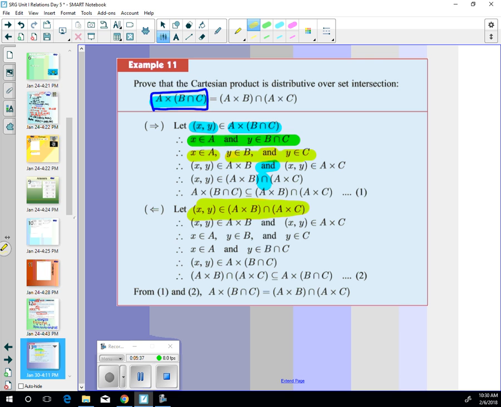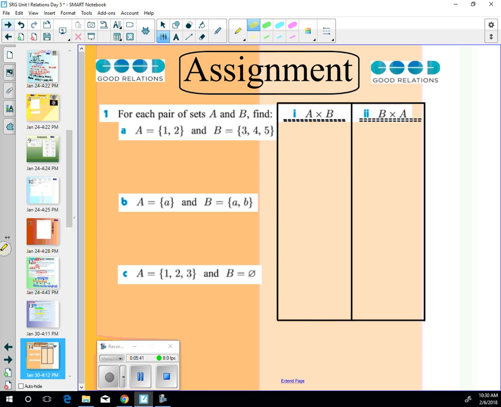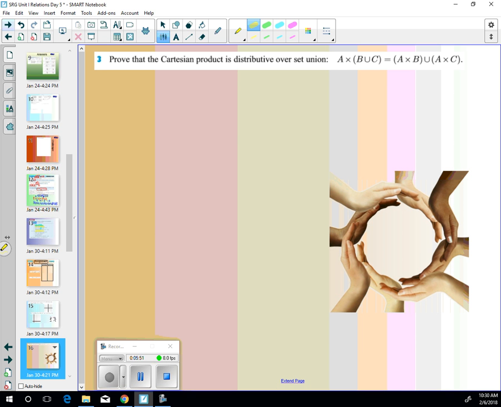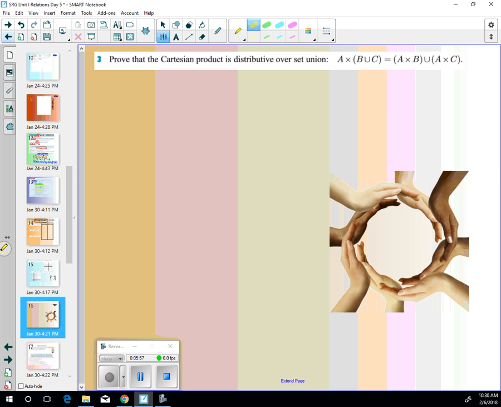What do you think? It's not too scary, just a little weird. So I'm going to turn you loose on these right away. You're going to do the A cross B and B cross A for these. And this is going to be easy, just setting up the drawing. And then number 3 here is to do the proof. I'm going to have you start with the proof and give you just a couple minutes to do this.